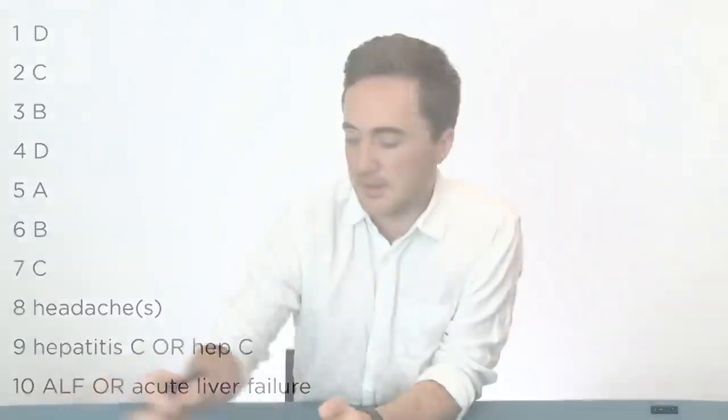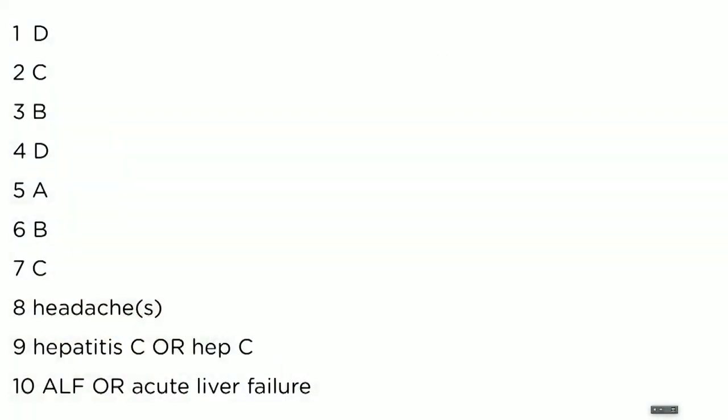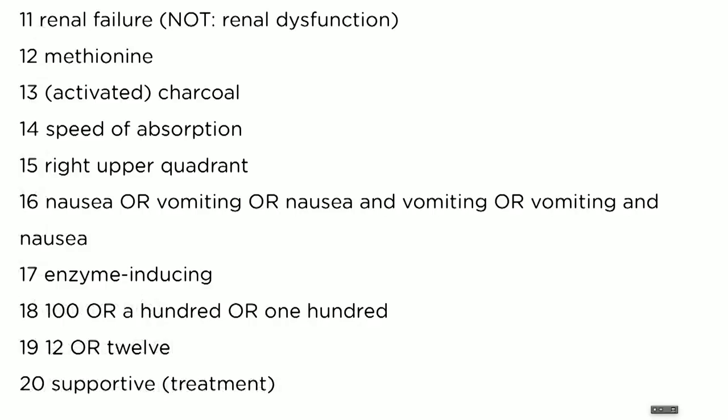Remember, if you spell an answer wrong, it will be considered incorrect because you're copying directly from the text. There's absolutely no reason you should spell a word like hepatitis wrong, or even a really complicated word, because you'll copy it directly from the text. Make sure you also get the capital letters and everything correct as well. Hepatitis C or hep C would be considered correct as well. Number 10, ALF or acute liver failure. You could use the abbreviation, acronym, or the full phrase there.